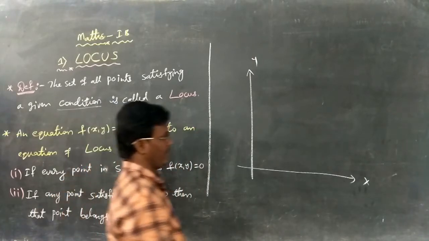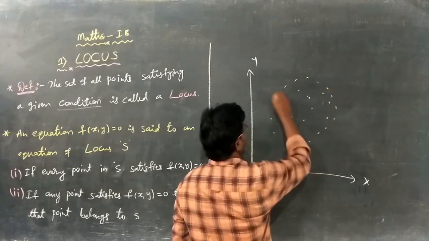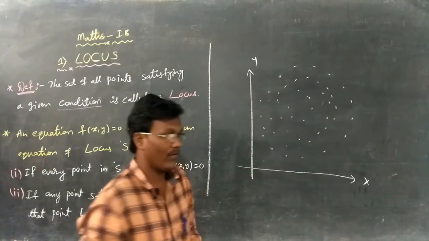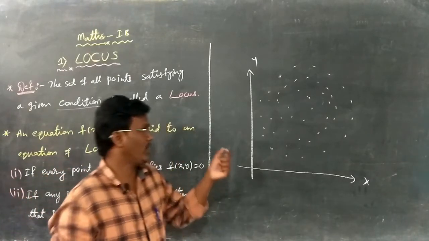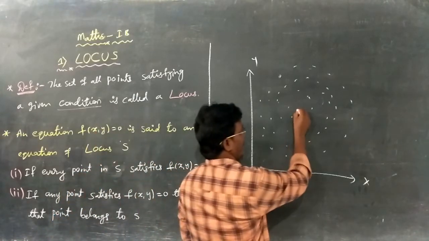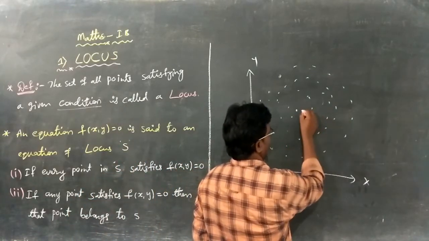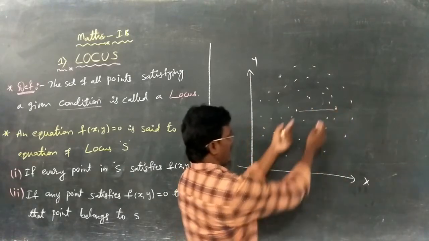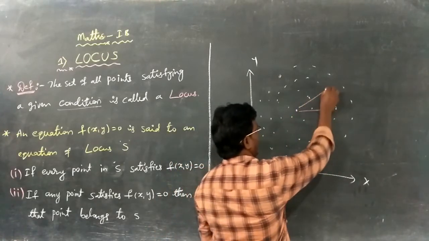So I am taking all these points. The condition I am taking is one fixed point and equidistance: the set of all points at equal distance from a fixed point. This is the fixed point, and I am taking one point here at this distance. With the same distance, I am collecting another point, and another point, equidistant from this fixed point.